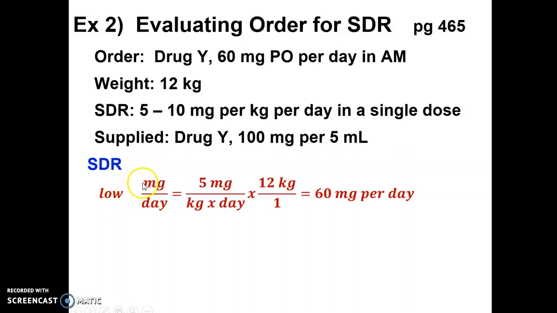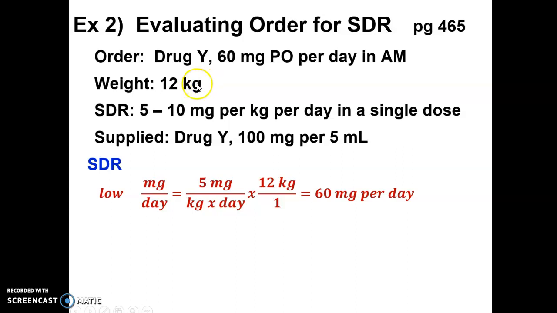Our low milligram per day that we're looking at here says that we're starting with a 5. 5 milligram per kilogram per day. So when you see this per kilogram per day, that means kilogram and day both go to the bottom of that fraction. So 5 milligrams per kilogram per day. And we like the milligram and the day. We've got that lined up correctly, but we do need to get rid of the kilograms. So that means we need to come over here and multiply by kilograms. And they told us that our patient weighs 12 kilograms.